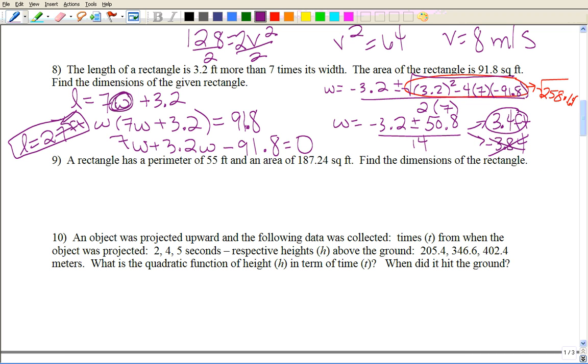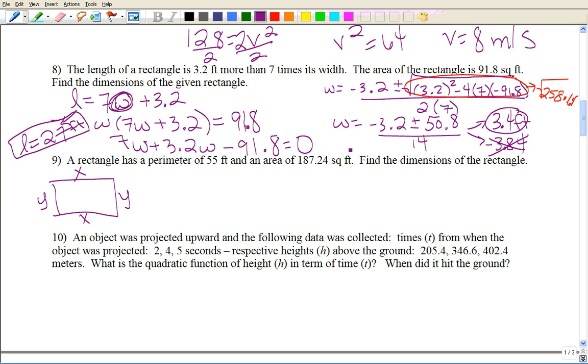Number 9: a rectangle has a perimeter of 55 feet and an area of 187.24 square feet. Find the dimensions of the rectangle. So I'm just going to draw a picture over here. A rectangle. It has a perimeter of 55 feet. Opposite sides on rectangles are equal, so if those are both x, we could call these both y.